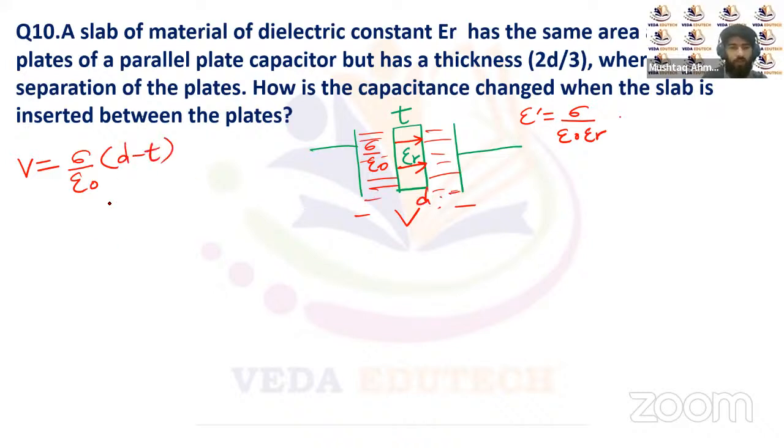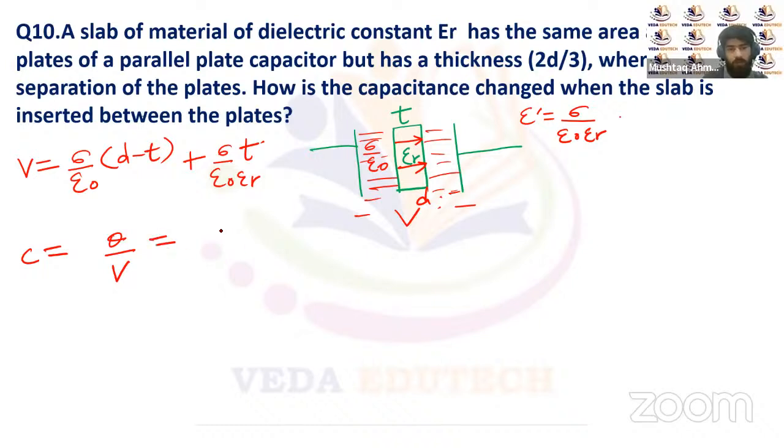Then the potential drop across the ends of this dielectric slab, since the field is uniform, will be sigma upon epsilon naught into epsilon r multiplied by the thickness T. This will be the total potential drop. The capacitance of this capacitor will be the charge Q upon V.